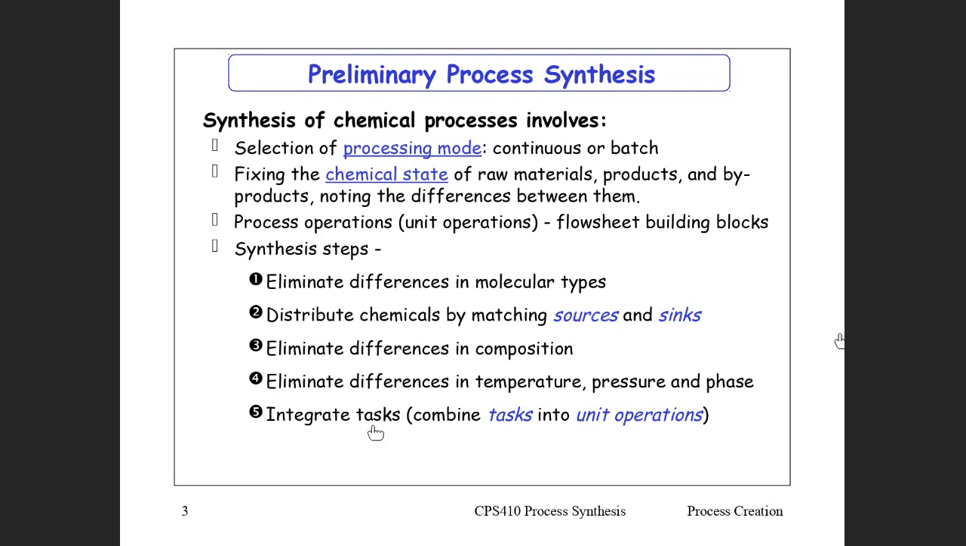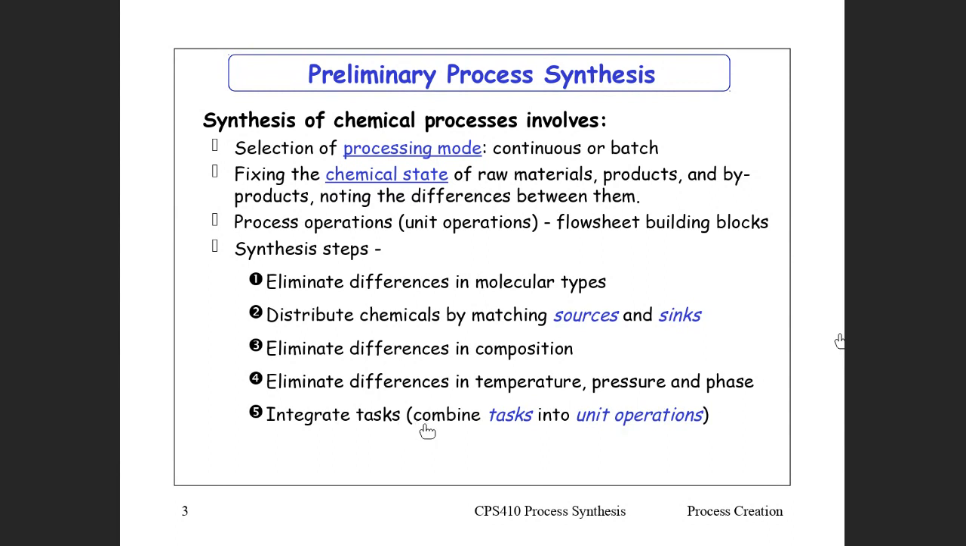All right. So yeah, integrate tasks is where you combine these tasks into unit operations. So in some cases, let's say you're putting this liquid into a reactor, you would probably want to still change the phase to a gas if the reactor is operating in the gas phase, but you don't necessarily need to increase the temperature. You don't need to superheat it in the reactor. The reactor might be exothermic, and therefore you can integrate that task of superheating into the reactor itself.